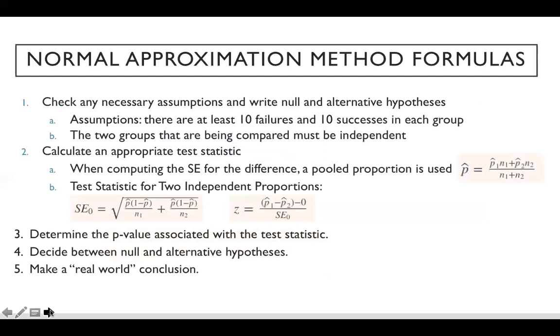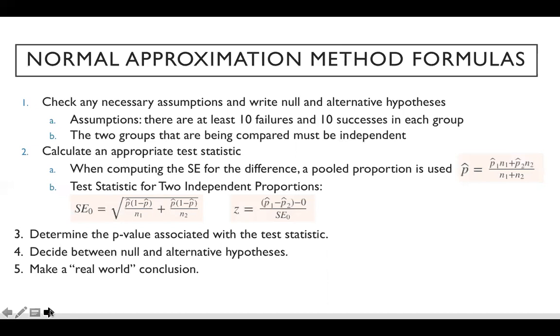For the 5-step hypothesis testing procedure, you're going to check your assumptions and write your hypotheses. Our assumptions here for the independent proportions are that there are at least 10 failures and 10 successes in each group. Make sure that the two groups you're comparing are independent of one another, that they're not paired at all. When you're calculating your test statistic, you want to use a pooled proportion. A pooled proportion is calculated using the p hats for each group, and the sample size for each group. Once you get your pooled proportion, you can use that to calculate the standard error, and once you get your standard error, you can use that to calculate z.